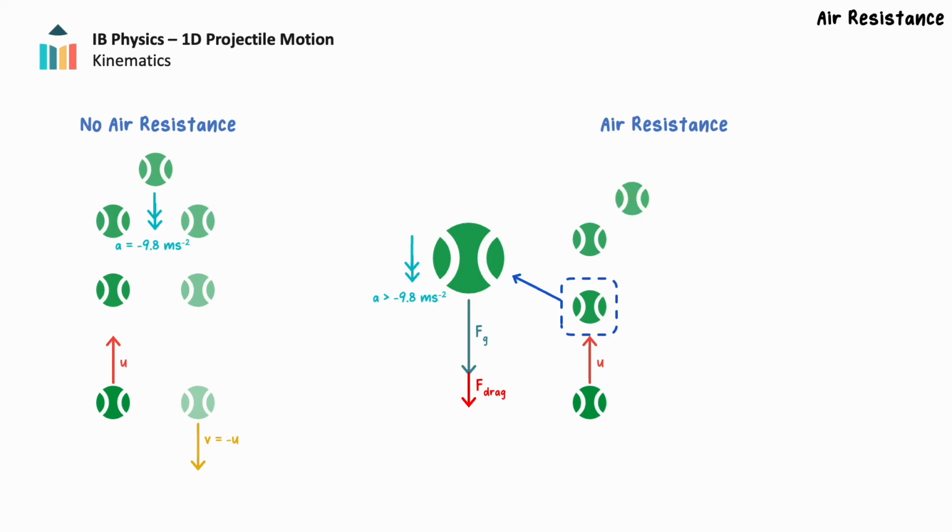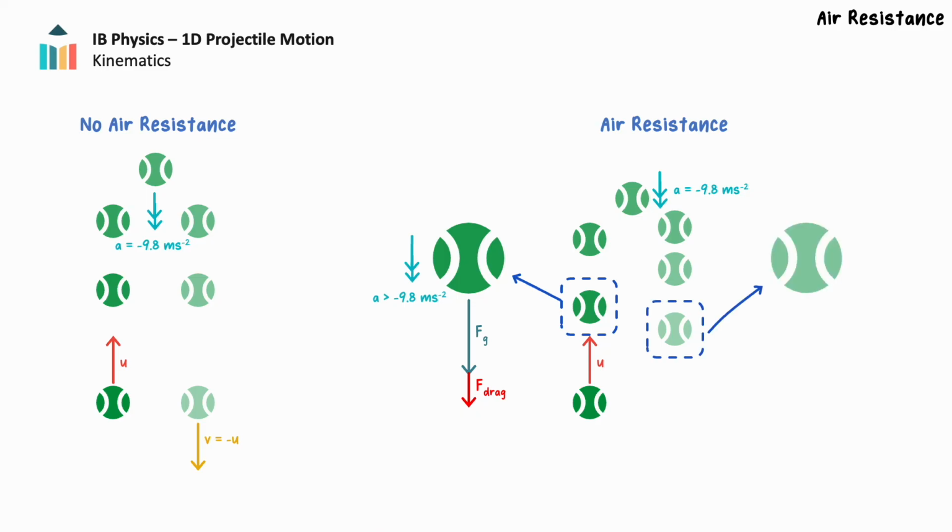At its maximum height, the ball still has an instantaneous velocity of 0 and therefore experiences no air resistance. This means that at this point, it accelerates downward at 9.8 meters per second squared. As the ball begins to fall, the direction of the drag force acting on it again opposes motion, but this time is in the opposite direction of the force of gravity. This means that as the ball falls, it accelerates downward at a rate slower than 9.8 meters per second squared.